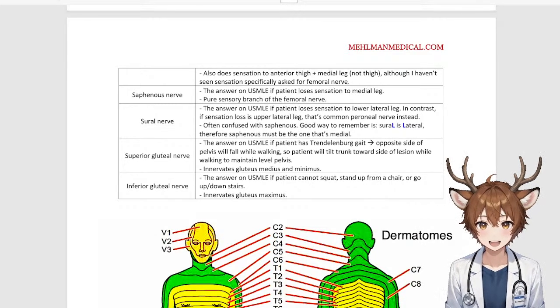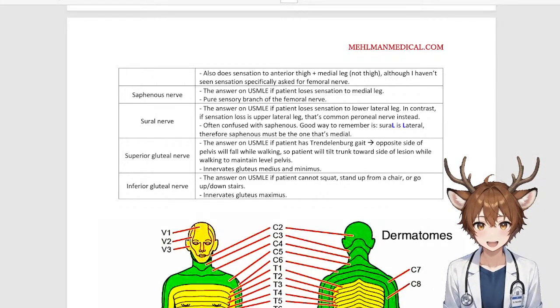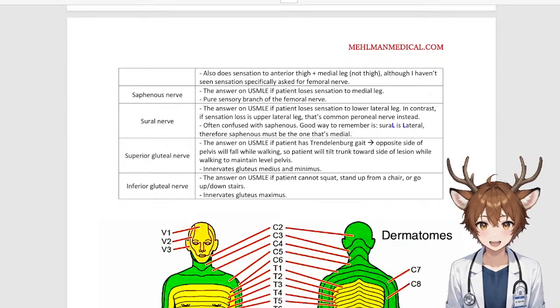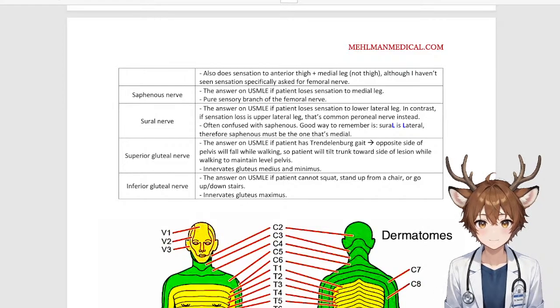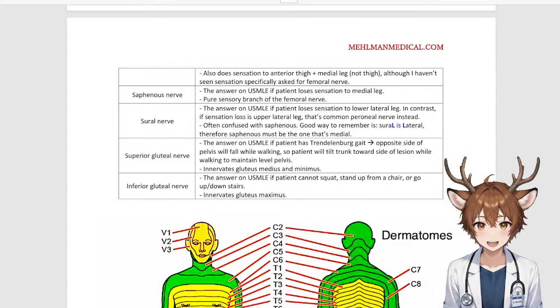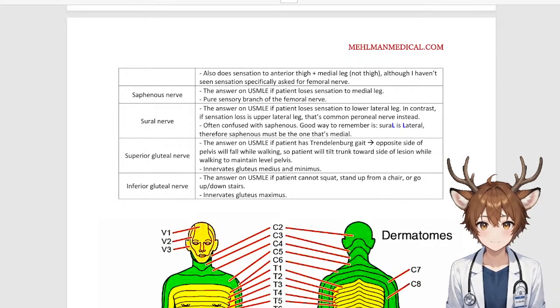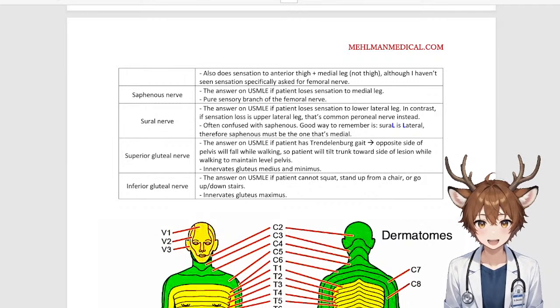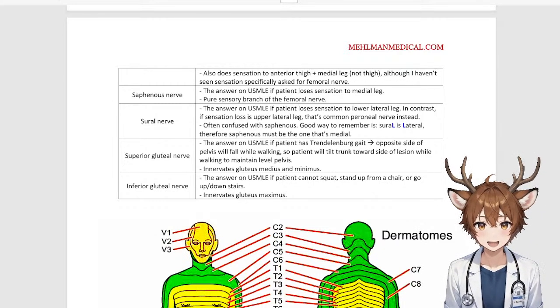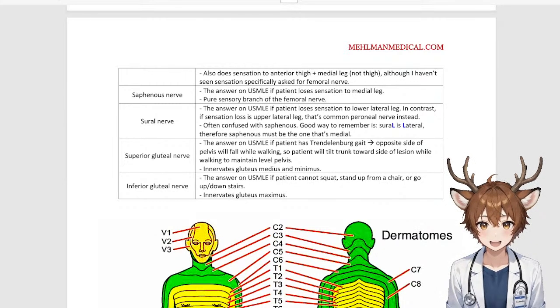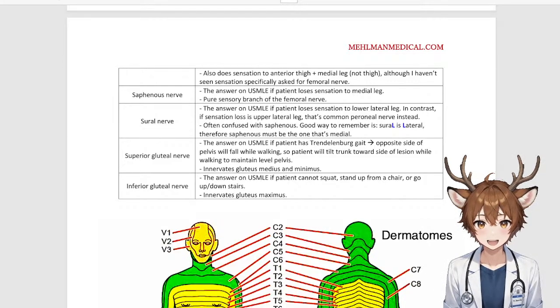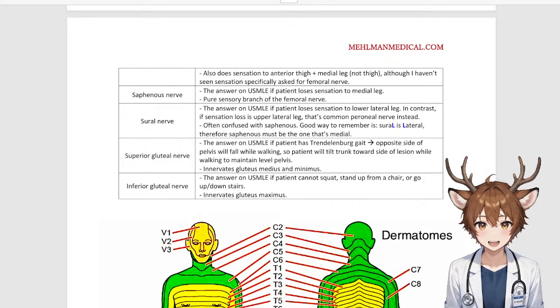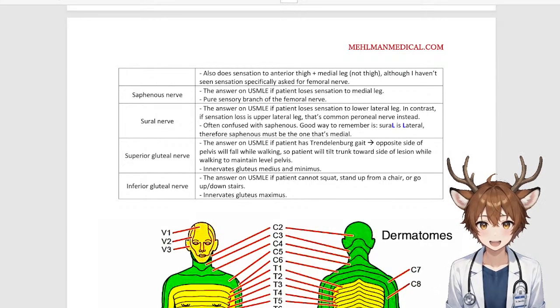So basically what happens is this. Superior gluteal nerve innervates the gluteus medius. So if you have a deficiency, let's say on the left gluteal nerve, you will have a right hip drop. So your right hip will drop if the left side has weakness of the muscle, gluteus medius, which means you have a left-sided superior gluteal nerve issue. So the hip drop is on the opposite side of the actual dysfunction.